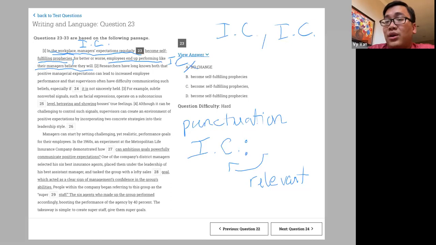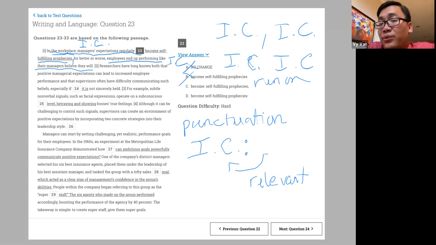So A is wrong. B, you put nothing. Again, you put an independent clause, another independent clause here. With nothing, this is a run-on, which is bad. C, you have a colon right here. Let's ask yourself, is the thing before the colon an independent clause? Let's read that. Managers' expectations regularly become, and you do this. So before that, it's not a complete sentence. So C is wrong. The only answer choice that makes sense is D.